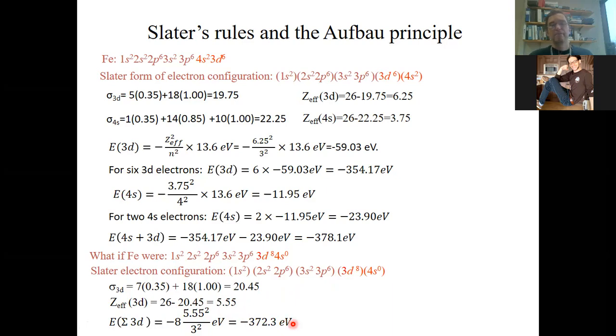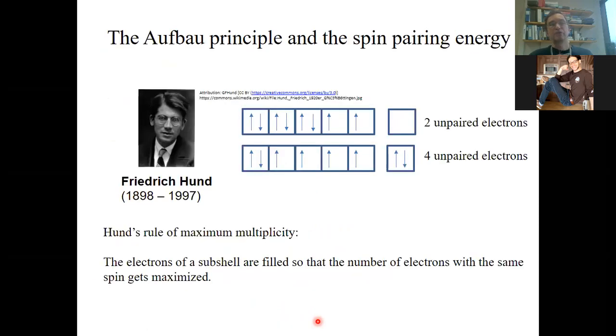You'll see again that the Slater rules can correctly predict the ground state electron configuration of the atom, because this value here, minus 378.1, is somewhat smaller than this value here, minus 372.3 electron volts.